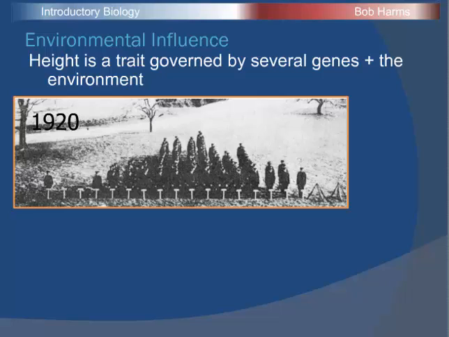And in 1920, it was an all-male military academy. That's why they're all dressed so nice there. And they're all arranged just by height, so we've got from short to tall. And again, we can see this continuous variation, kind of a bell-shaped curve. We've got a few short, a few tall, but most people are kind of in the middle.